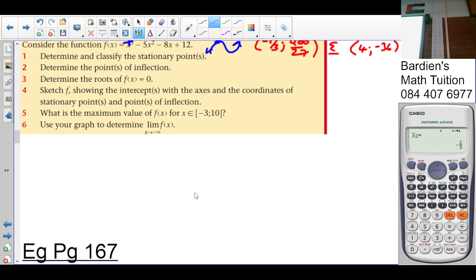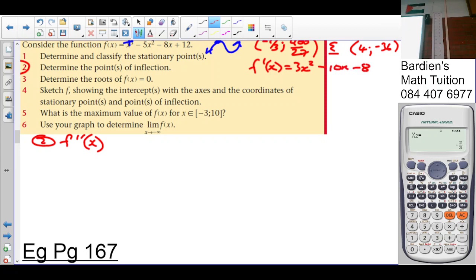Number 2, it says determine the points of inflection. How do we work out the points of inflection? We work out the second derivative. Now remember, our first derivative, f prime x, was 3x squared minus 10x minus 8.